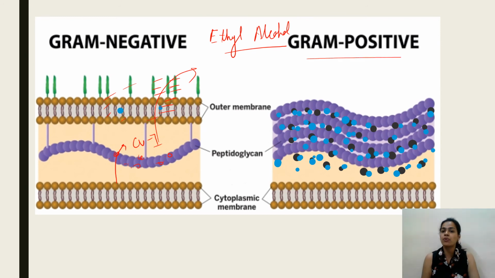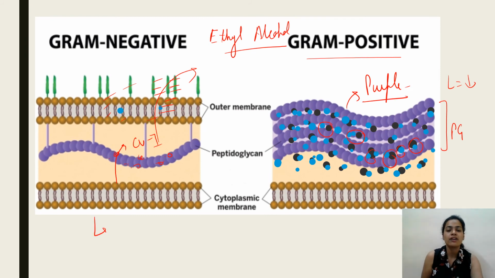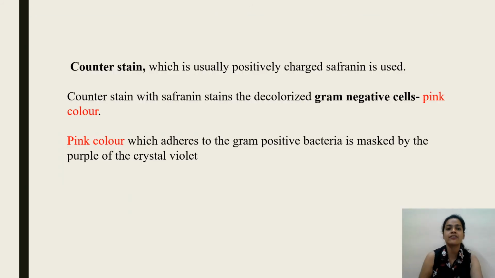But in the case of the gram positive bacteria, because it has a thick peptidoglycan layer and low lipid content, you can see that after the dehydration, these layers are getting more compact, and as a result, these CV and I complexes will get further trapped, and the gram positive will retain its purple color, but the gram negative will become colorless after the decolorizing step. After this, we'll have our final step, that is the addition of the counter stain, which is a positively charged safranin dye. This is the counter stain.